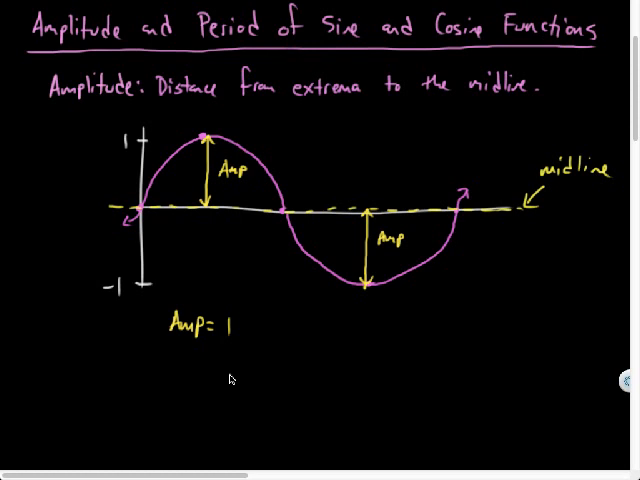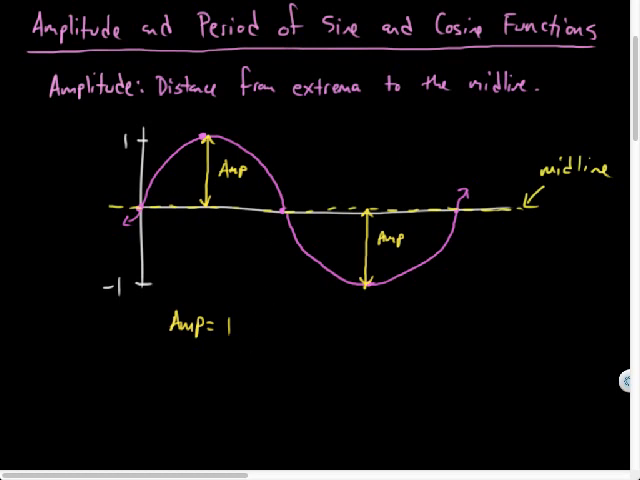Question: what would the amplitude of a cosine function be? A plain old y equals cosine x. Also 1, right? Because cosine starts at 1, goes down to 0, down to negative 1. Cosine also has its amplitude being 1 there, 1 there, 1 there. So amplitude is 1.